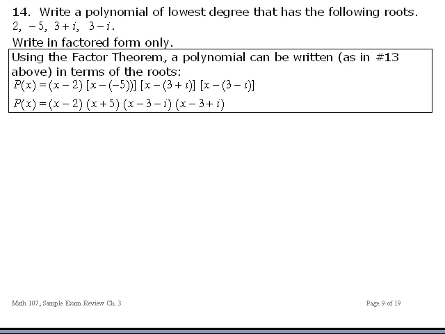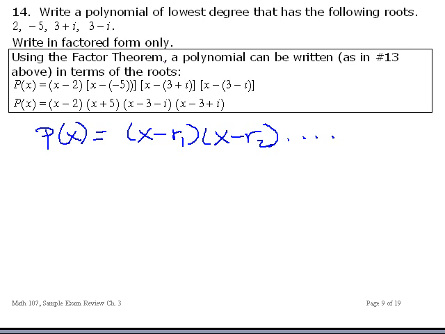Now if you remember above, we had that polynomial in a fully factored form. So it looks like this: x minus the first root times x minus the second root, on and on like that. For the number of roots that we have, of course, if we have a polynomial of degree 4, we'll have 4 terms like this, 4 factors.